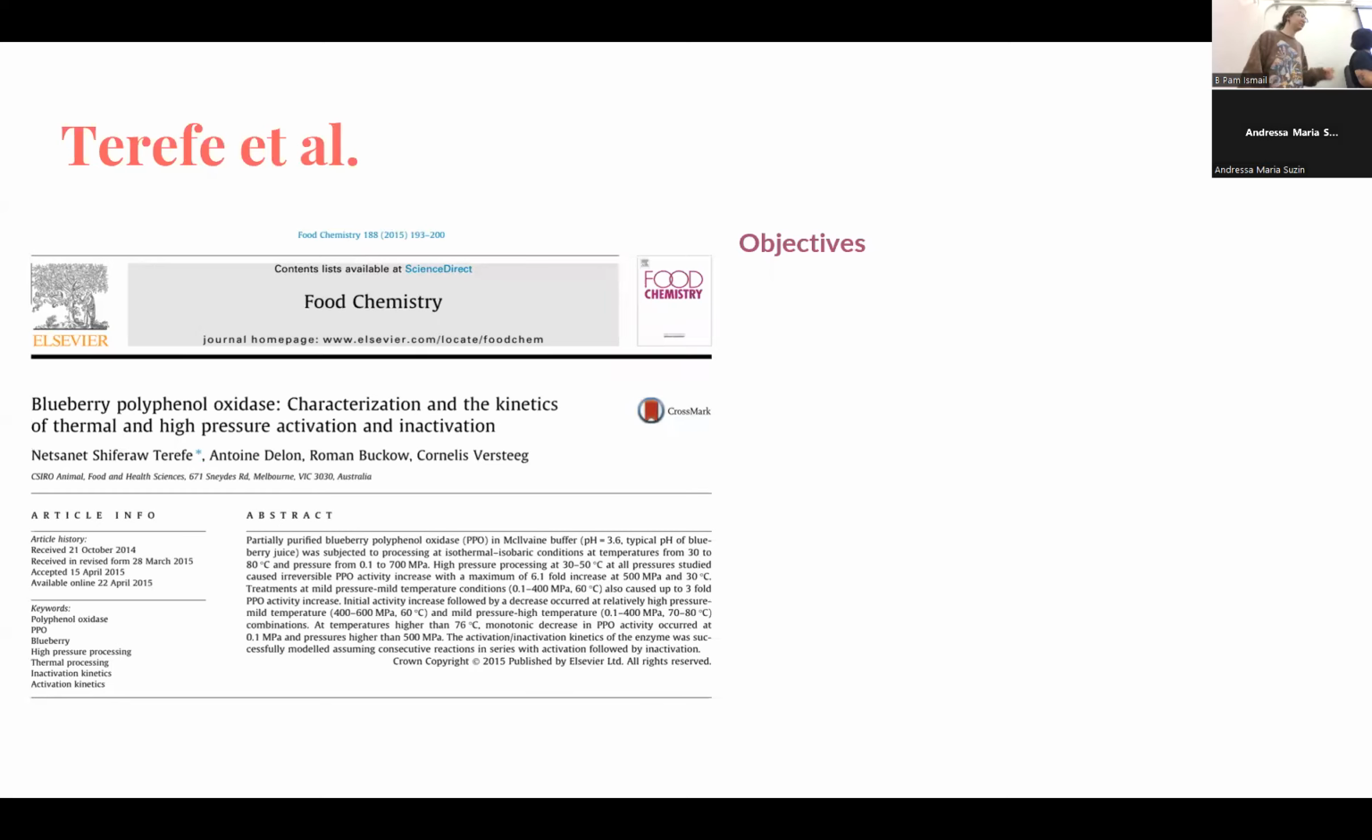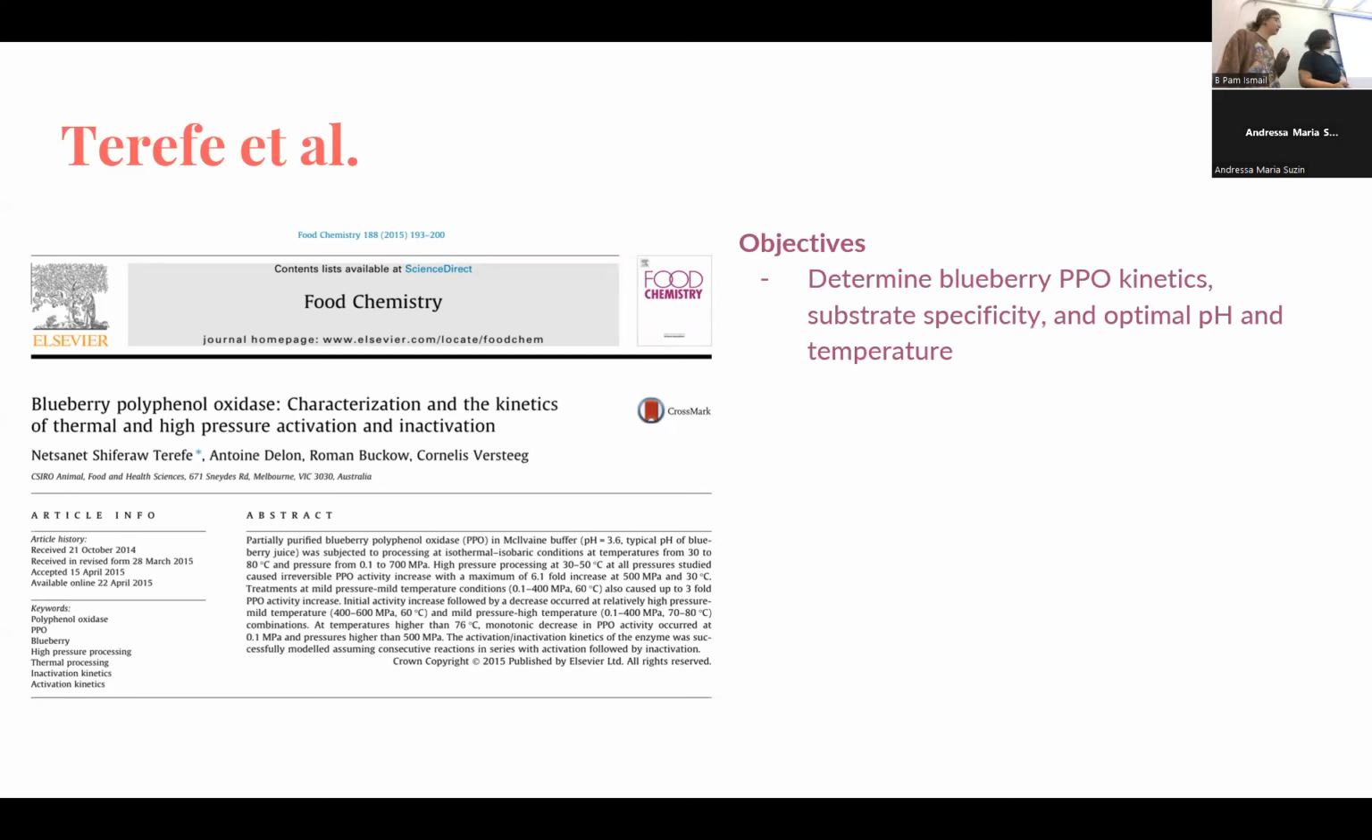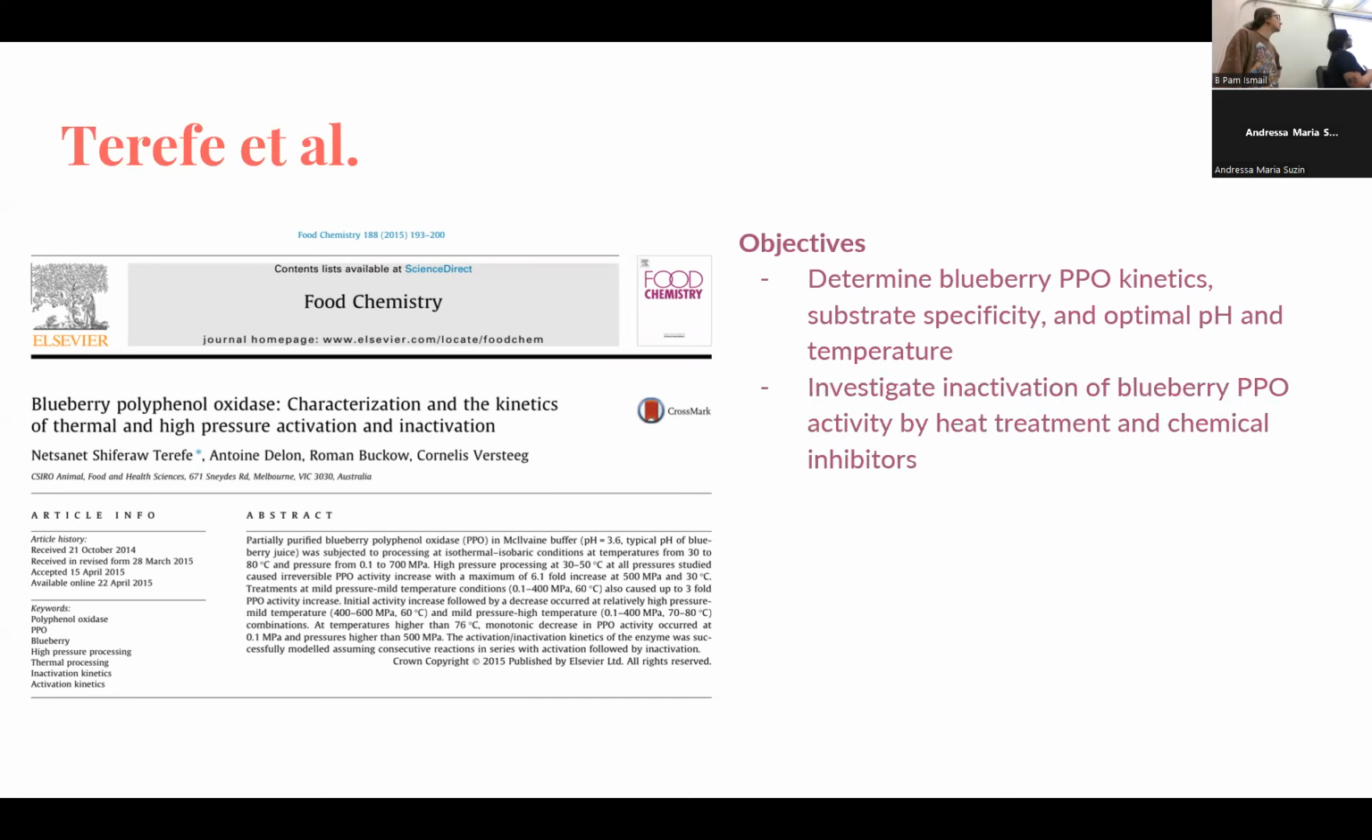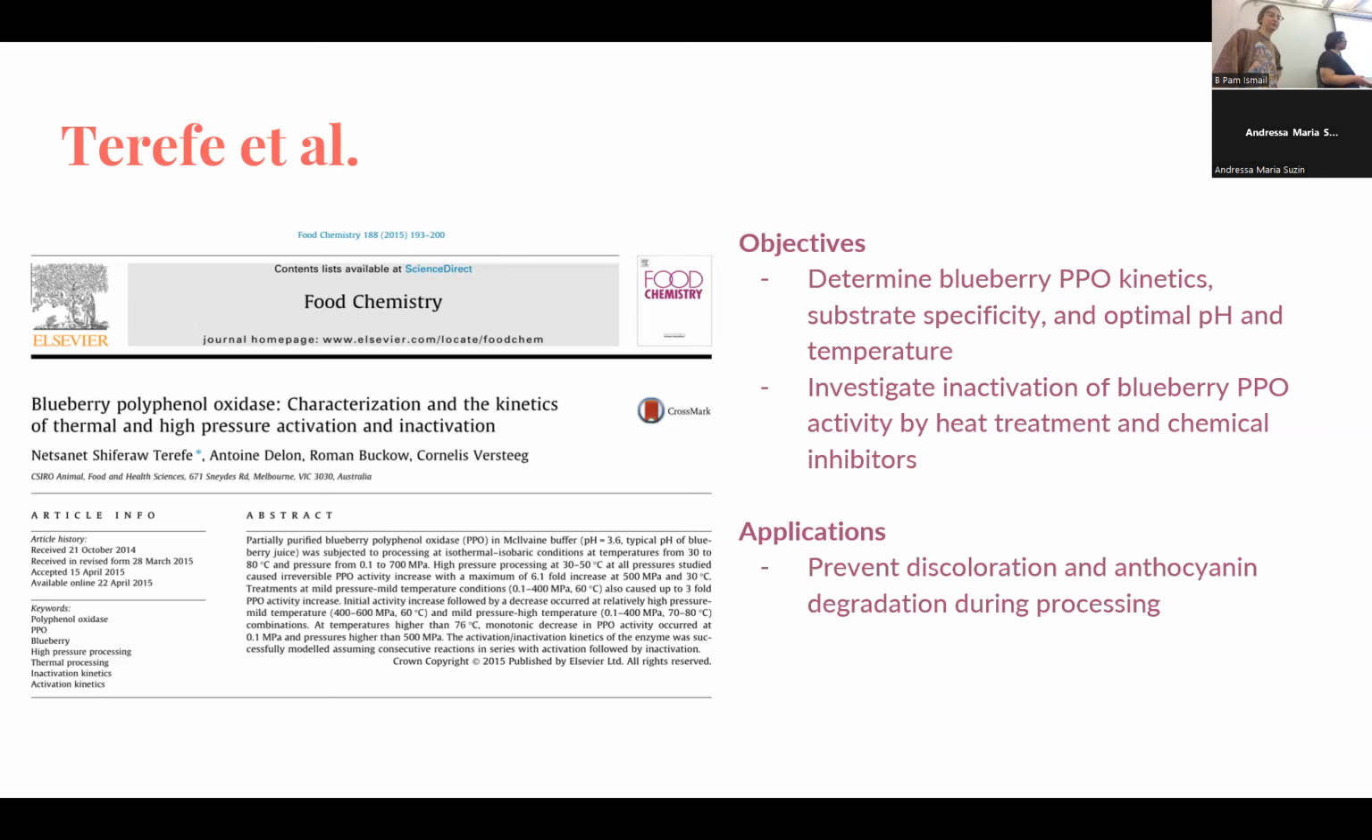The second paper will be by Terefe et al. There are two main objectives: to determine blueberry polyphenol oxidase kinetics, substrate specificity, optimal pH and temperature, as well as pressure; and to investigate inactivation of blueberry polyphenol oxidase through heat and chemical inhibitors. They only use SDS in this, which is a detergent. The applications are similar to the first paper, more towards processing and specifically preventing discoloration and degradation during processing.